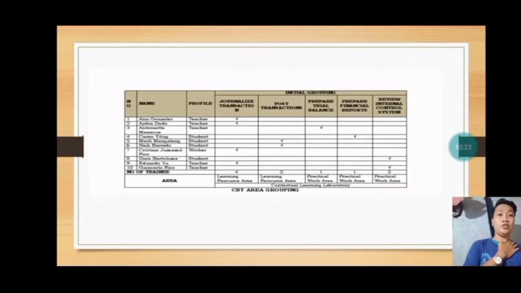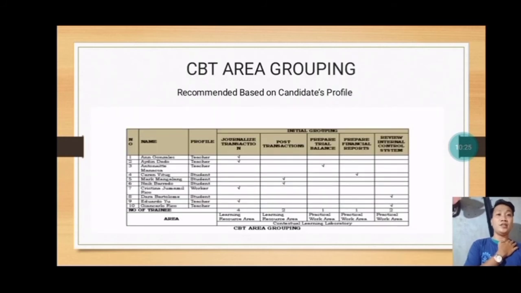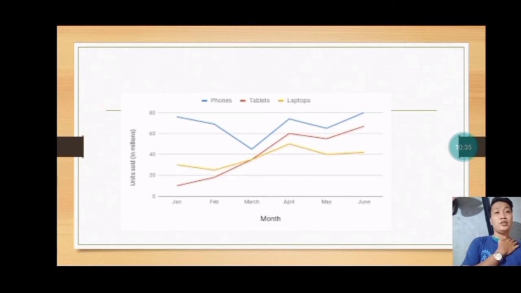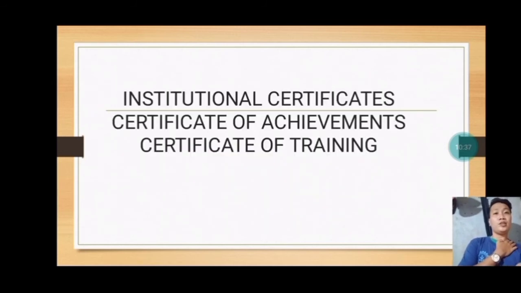Ito yung CBT area groupings. CBT area groupings recommended based on candidate's profile. Ito yung mga data nila na pagbabasehan natin. Ito yung pre-assessment test pala. Institutional certificate, certificate of achievement, certificate of training.